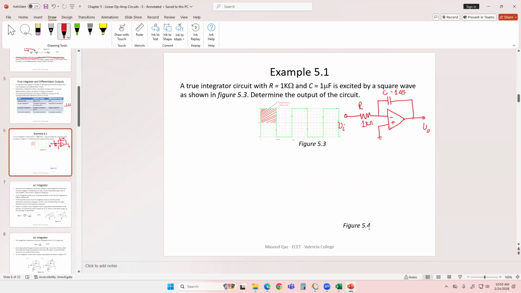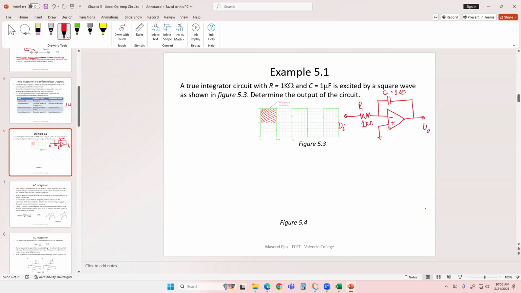So determine means you have to, of course, you already know what the output shape is going to be. Who's going to tell me what is going to be the output shape of this circuit? Not the value we're going to calculate, but what will be the output shape of the circuit? Triangular waveform, exactly. Because input is a square wave, it's going to be integrated, and output is going to be a ramp function going up and down, which will make it a triangular waveform. We already know the shape of the output. So that's the first thing.